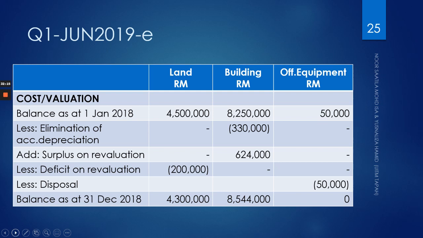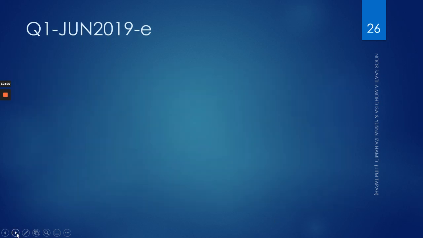Next is the office equipment. These are the balance at the beginning of the year. This is at the cost. And these are also the cost disposed. So at the end, there was no more balance. So no balance. Why? It was fully disposed. You can check the workings that I show you.